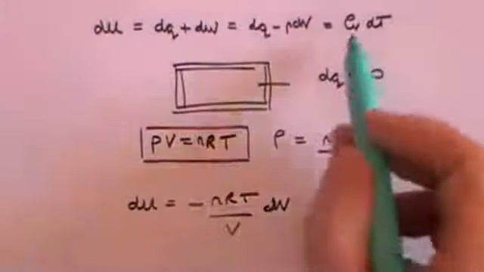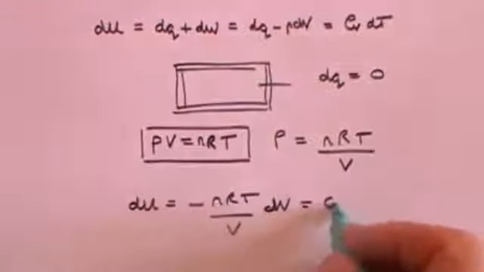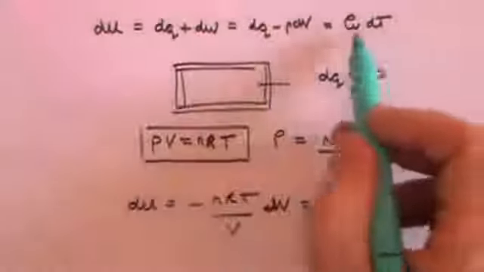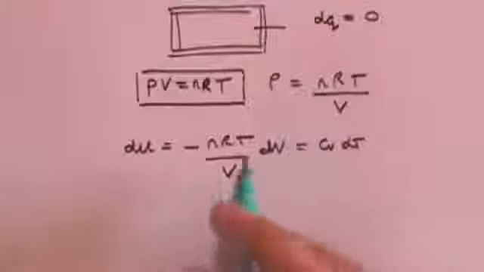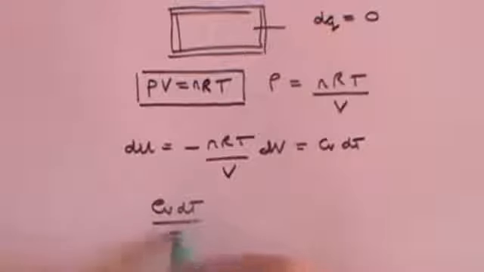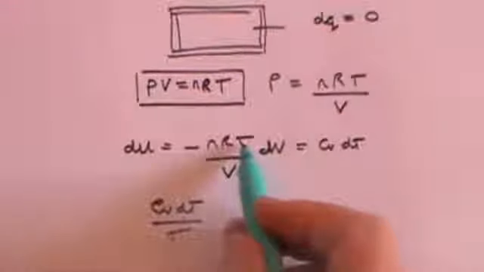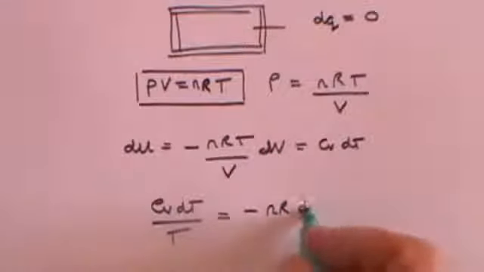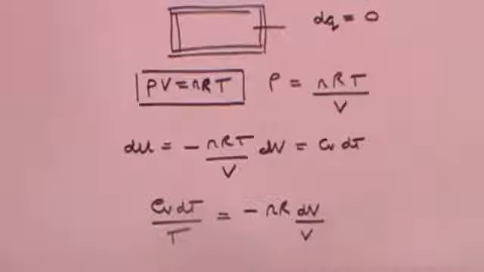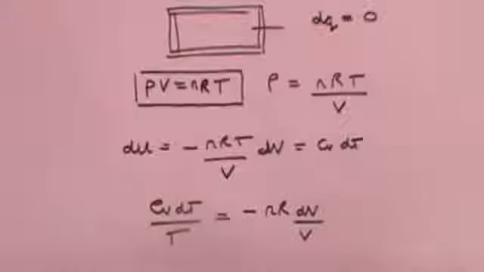But that equals the heat capacity at constant volume times dT, that's this term here. So we can rearrange this formula to say that Cv dT divided by T, that's this term divided by that term, is equal to minus nR dV over V. Let's once again set n equal to 1, so we don't have to worry about n. And now we're going to integrate both terms.